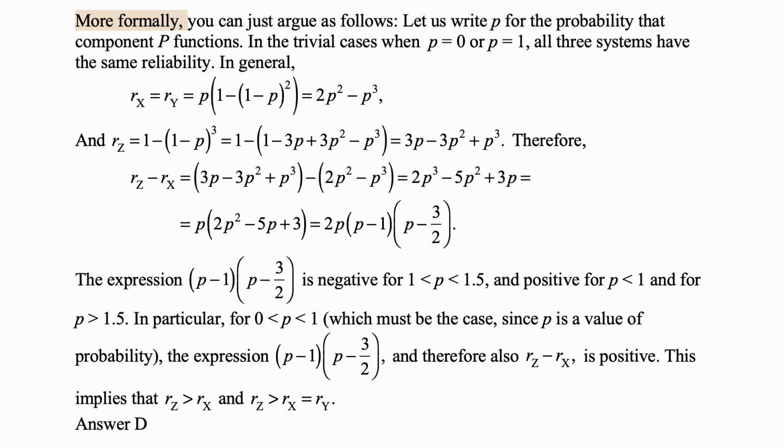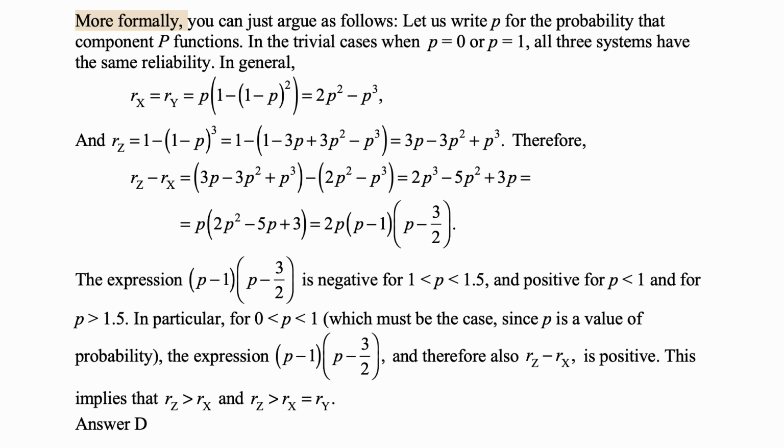The expression (P minus 1) times (P minus 3 halves) is negative for P between 1 and 1 half, and positive for P less than 1, and for P greater than 1.5. In particular, for P between 0 and 1, which must be the case since P is a value of probability, the expression (P minus 1) times (P minus 3 halves) is positive, and therefore also Rz minus Rx, because this is multiplied by 2P, which is positive definitely.